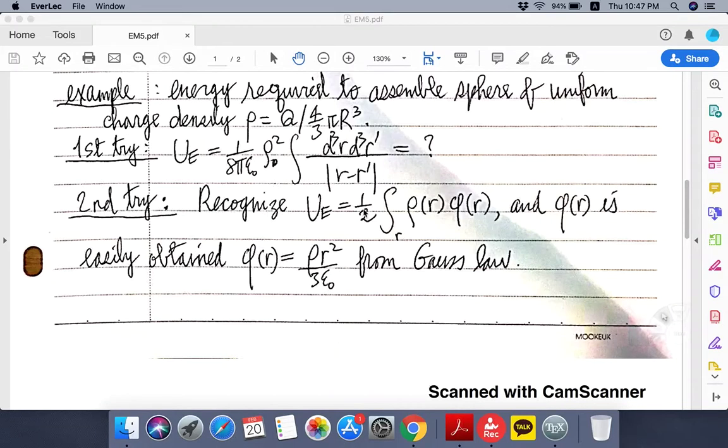And of course, we should not forget this 1/2 factor just to avoid the double counting. But now this potential is quite easy to evaluate, because for a spherically symmetric distribution of charge, we can invoke Gauss' theorem to evaluate the electric field as a function of the distance from the center of the sphere. And using that information, we can evaluate the potential quite easily.